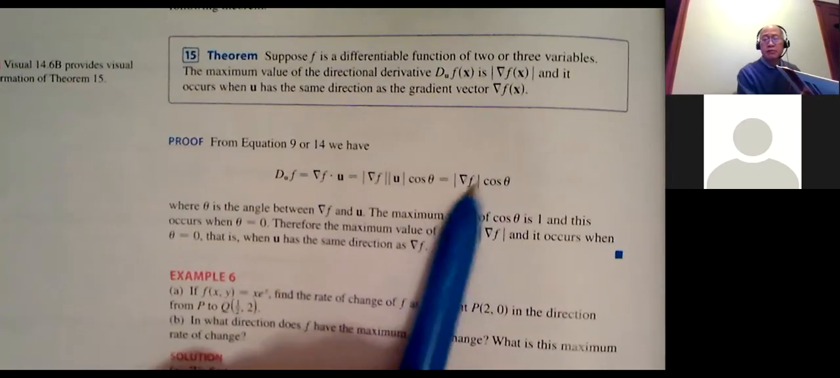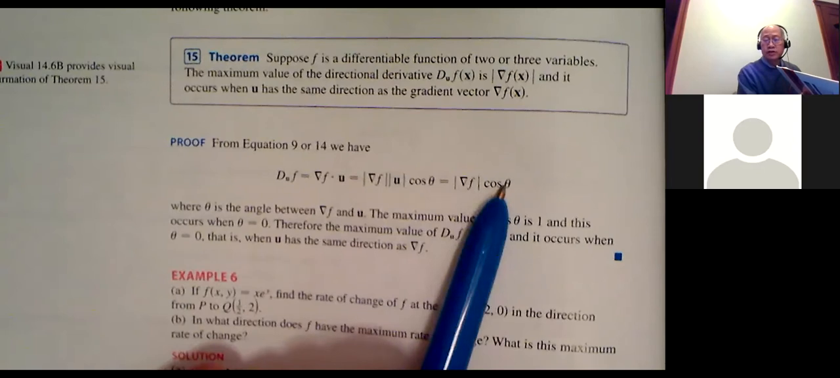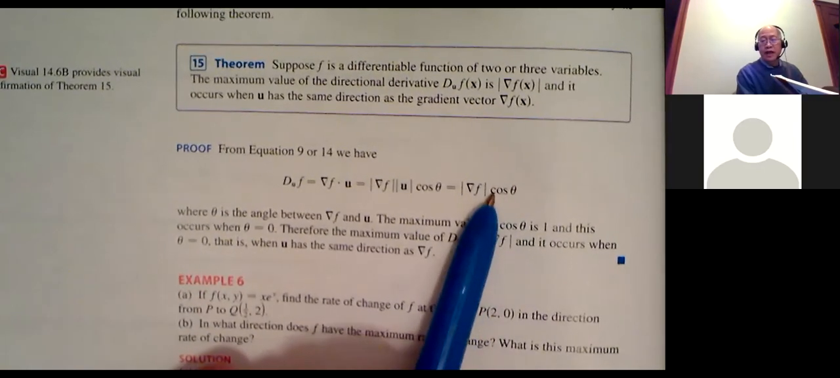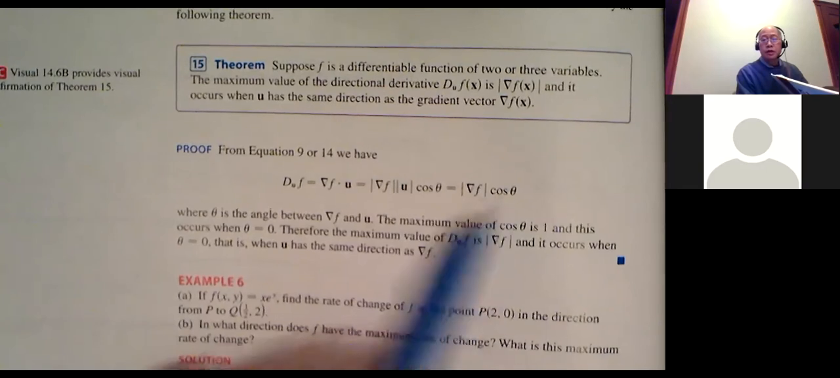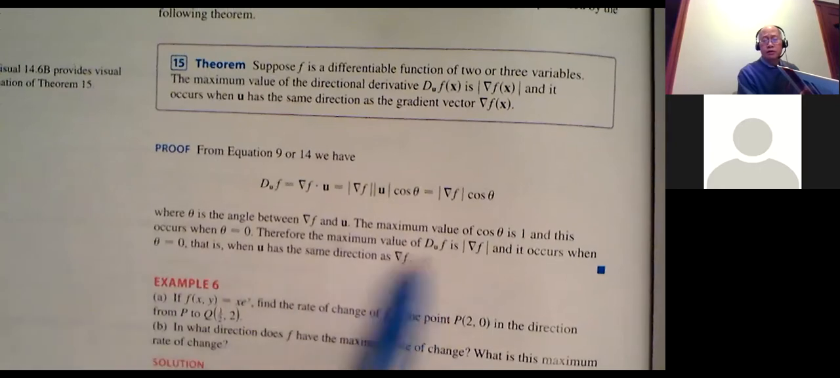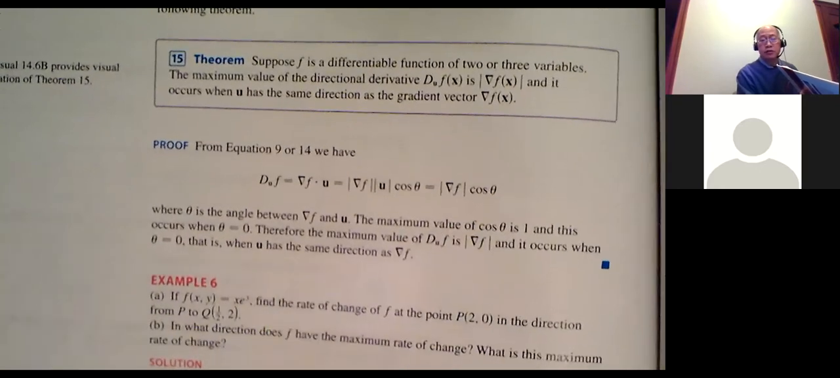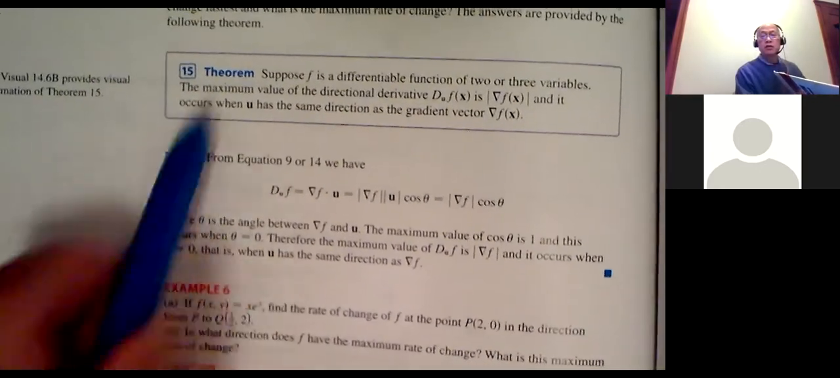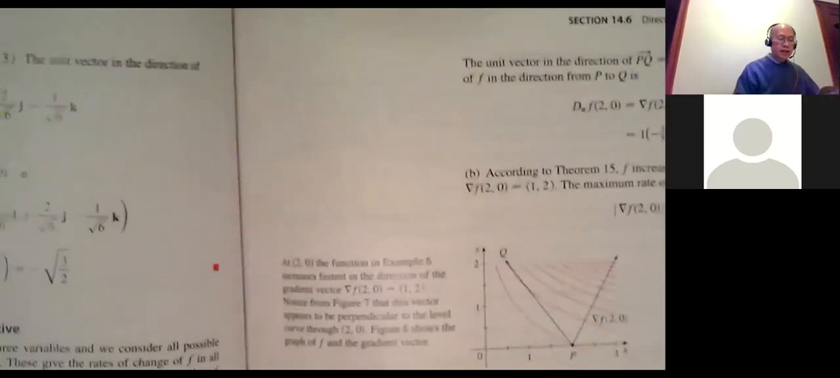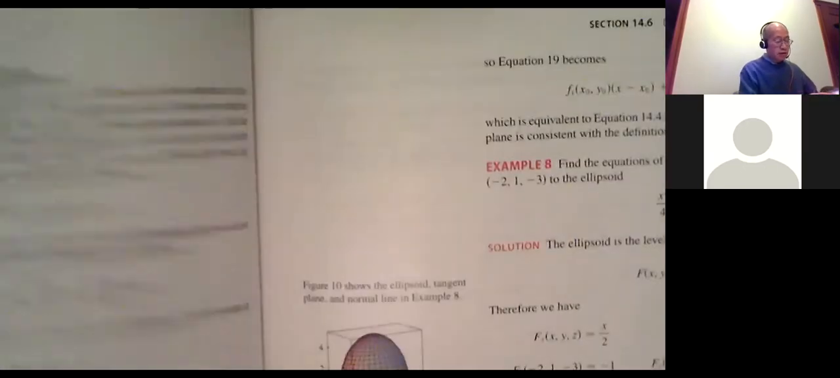So the biggest this can ever be is when cosine of theta is 1, since cosine is between -1 and 1. And if the angle between them is 0, then the maximum value occurs when you're in the exact same direction as the direction of the gradient vector. So you can put this on your cheat sheet. All right, that's a lot of stuff.